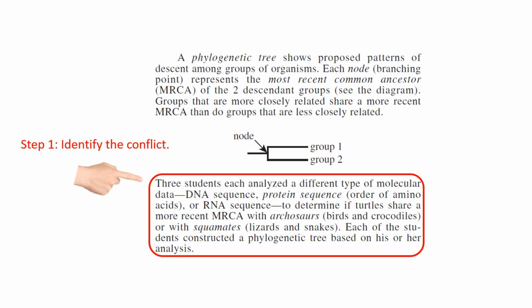So we do have italicized words you want to pay attention to. A phylogenetic tree shows proposed patterns of descendants among groups of organisms. So this is the phylogenetic tree example. We're looking at the most recent common ancestor, that's the MRCA of two groups. So then we have the conflict. 3 students analyzed different types of data, DNA, RNA, and proteins, to see if turtles share a more recent MRCA, most recent common ancestor, with archosaurs, birds and crocodiles, or squamates, lizards and snakes.